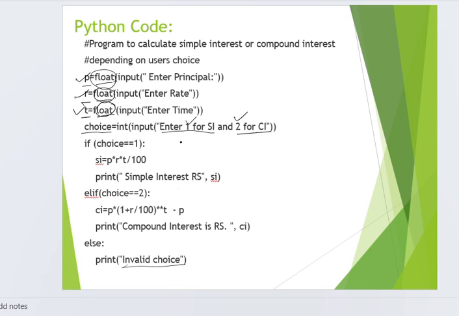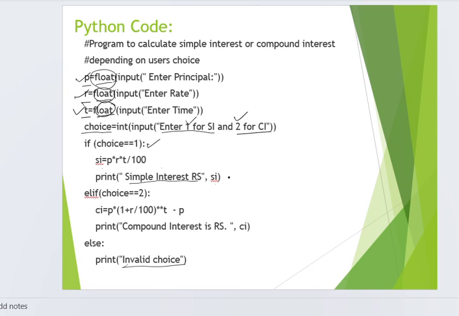Now let's take an example. You have entered 1. So if choice equals 1, if the choice given by you is 1, this condition will be true. So you will find out simple interest as P into R into T upon 100, and then straight away print simple interest, comma, the value of SI will be displayed.